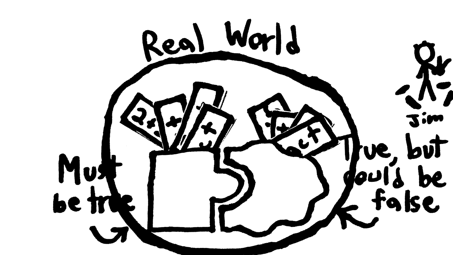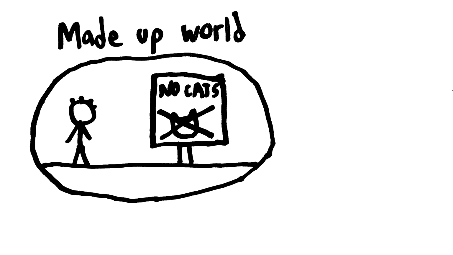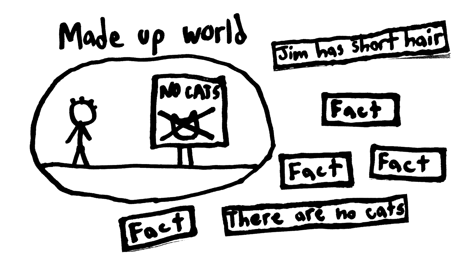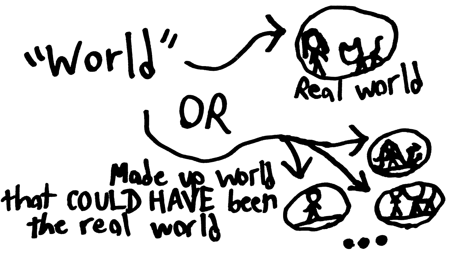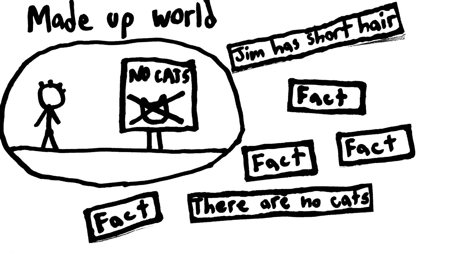We live in the real world. But we can think of a made-up world too, a world that could have been the real world and yet is not the real world. In a made-up world, the facts which are true won't be the same. We can think of a world where Jim cut his hair, there are no cats, and so on. So when I say world here, I mean the real world, or a made-up world that could have been the real world. Let's look at the facts which are true in some made-up world.